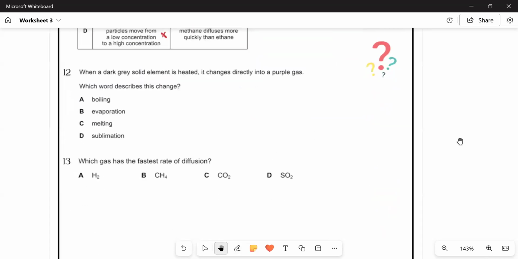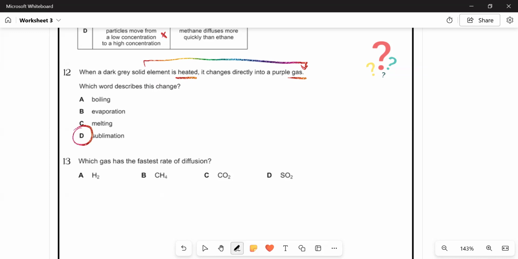Number 12 and 13. When a dark gray solid element is heated, it changes directly into a purple gas. Which word describes this change? Solid changing into gas. No, guys, this is not diffusion. There's no diffusion in the options. Also, solid changing into gas is not diffusion. It's just a phase change, which is sublimation.